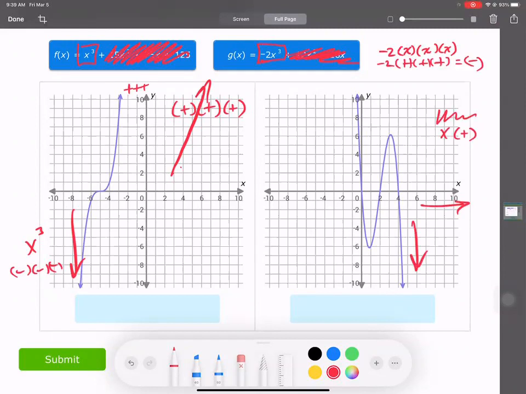What about on the left side? Aren't all these negatives, negative, and negative? But don't forget that negative 2. So what's a negative and negative? That's a positive. And that's why this graph shoots up in the positive direction.